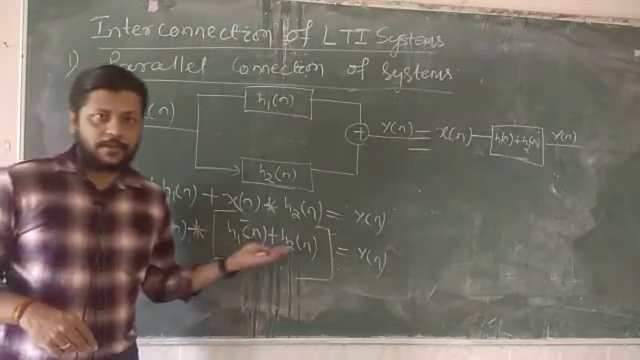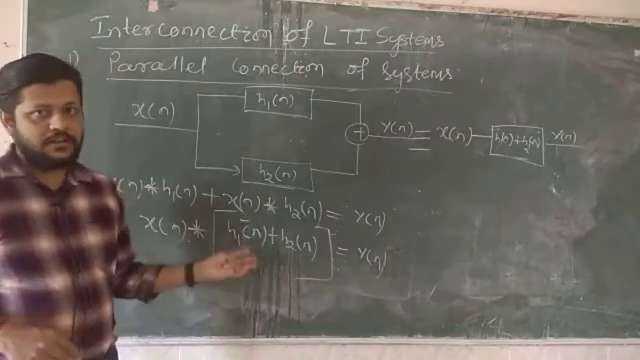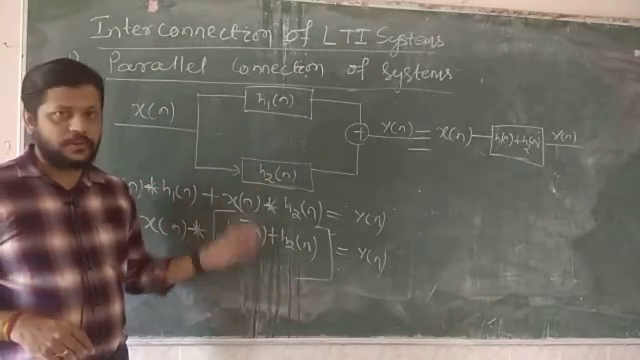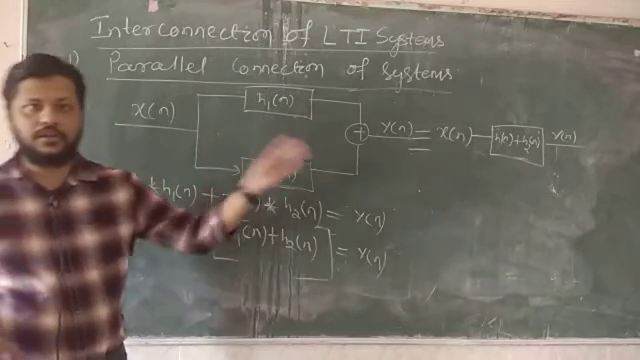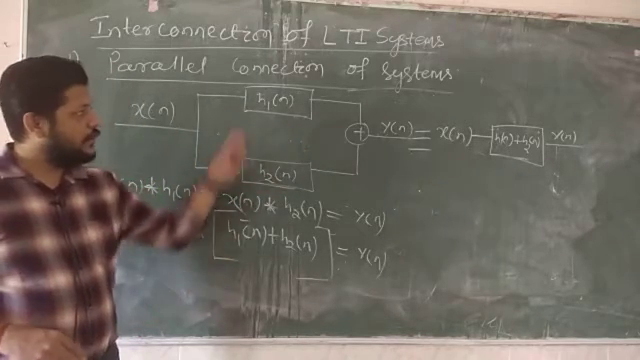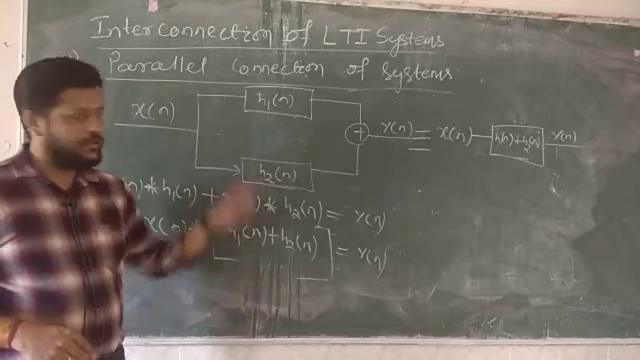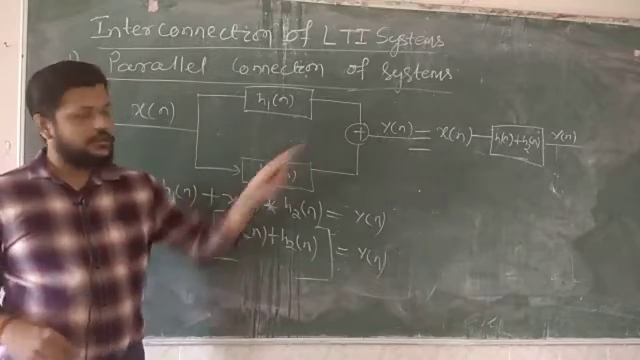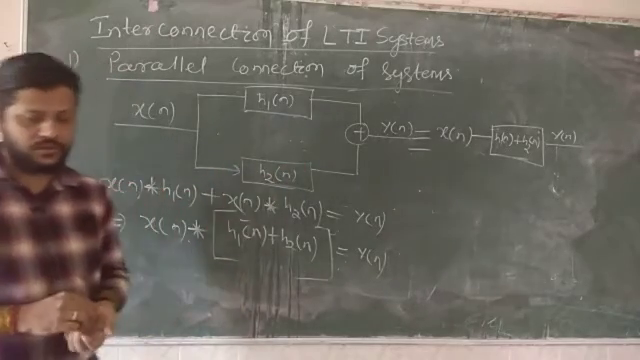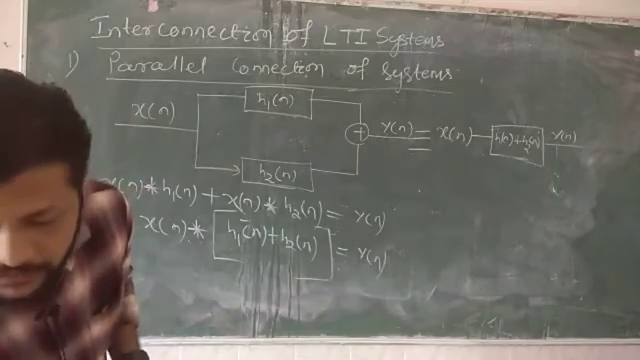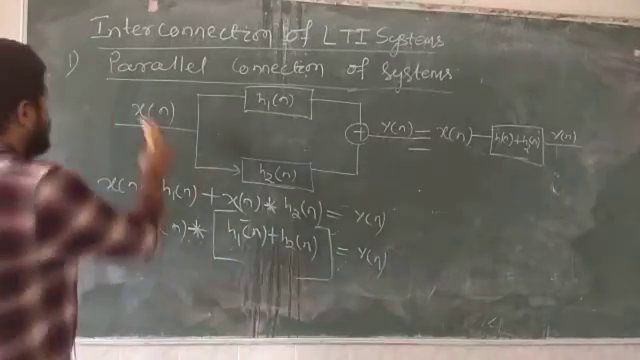If I have n number of systems, then you first add all the impulse responses, then find the convolution with x[n], and we get y[n]. Here I have taken an example of two systems. When two systems are connected in parallel, the overall system response becomes the addition of the two responses. Then the next connection will be the cascade connection.